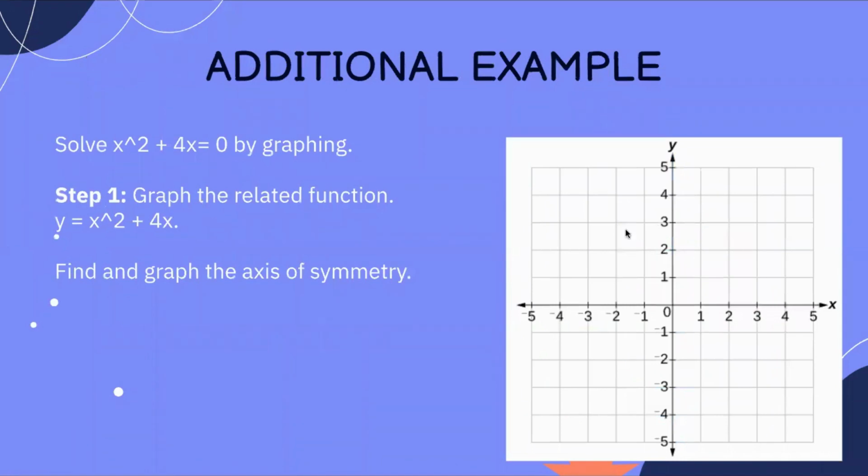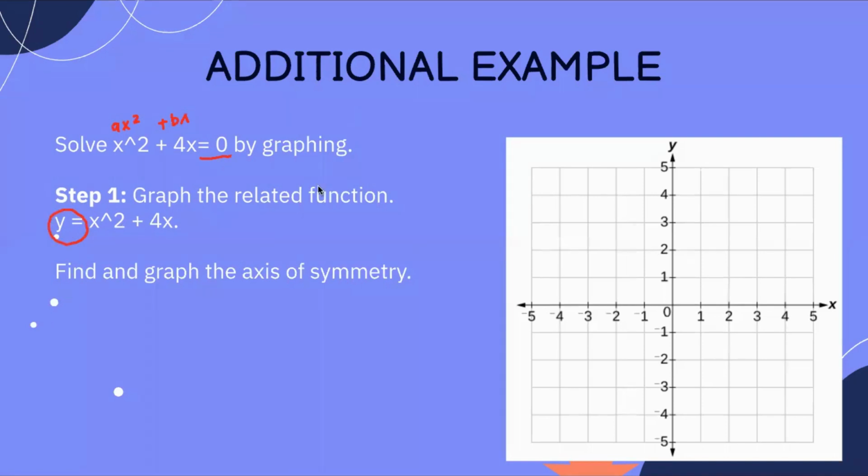Okay, let's go ahead and do an additional example. We're going to solve x squared plus 4x equals 0. Now our equation is already set to 0, so there are no additional steps we have to do to rewrite it. However, notice that in this case we don't have a c value. We just have ax squared plus bx. Now we're going to graph the related function, so just replace your equals 0 with equals y.